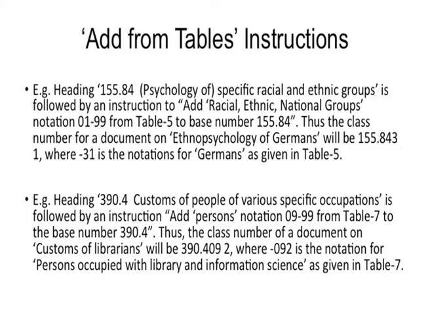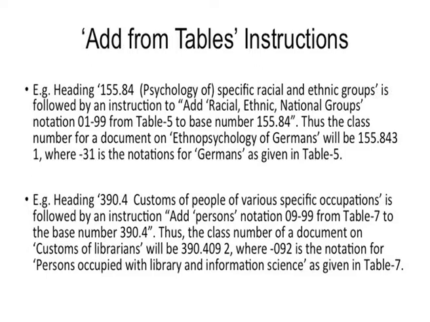Another example, we have the heading 390.4 for customs of people of various specific occupations. It is also followed by an instruction: add persons notation 09-99 from table 7. So any number from table 7, which is for different groups of persons, can be added to the base number 390.4.